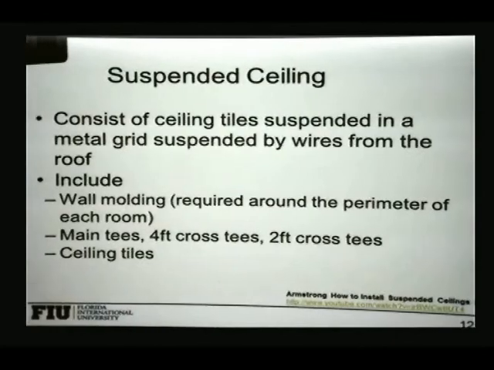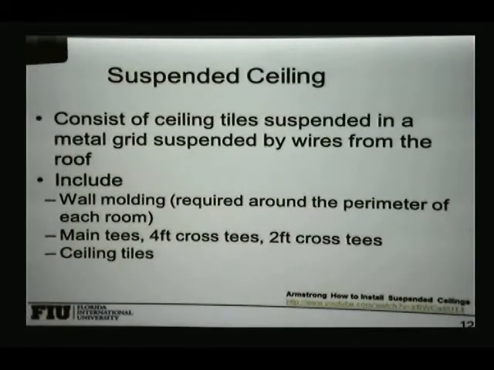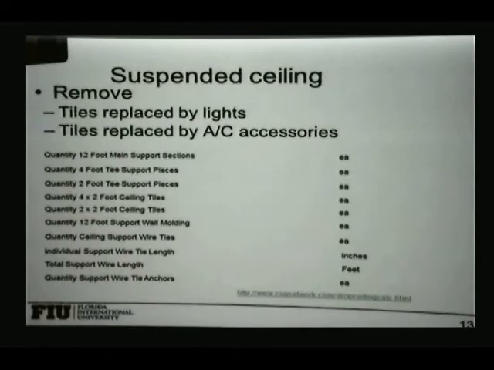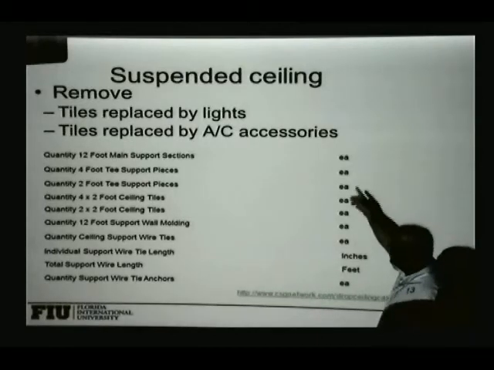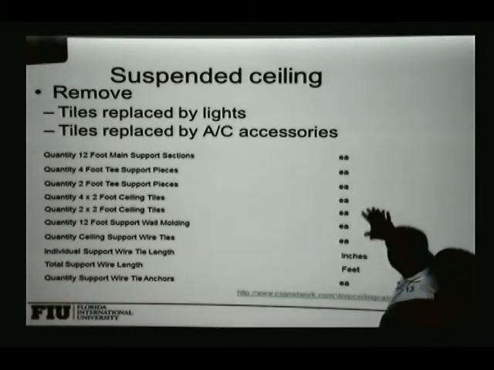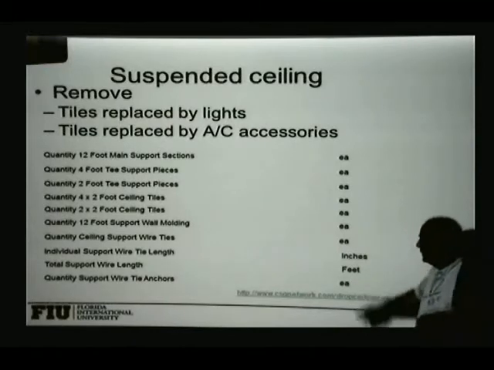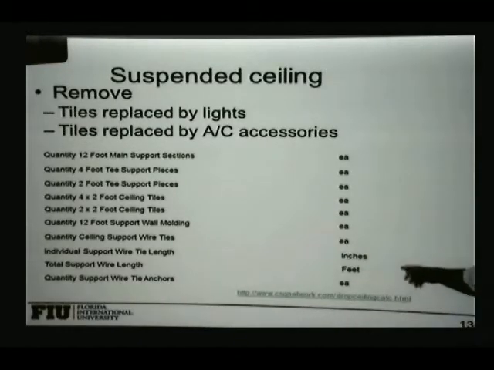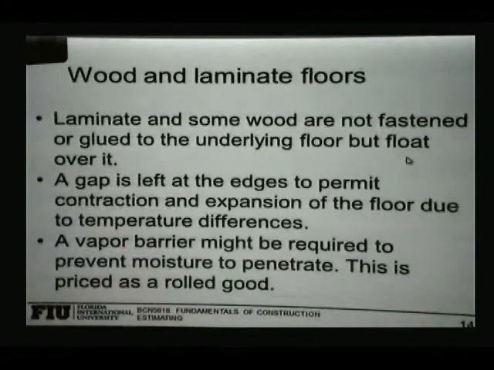There are a couple of ways to do that, and I'll show you later on, hands-on, the use of On-Screen Takeoff, which simplifies the work a little bit. Here's an example where we have a suspended ceiling and the items: the 12-foot main support sections, 4-foot, 2-foot, 4x2s. These are all accounted for, each one of those. And then the length of the wire ties, each one of those in inches. So you can estimate the different elements. We saw the anchors and everything.